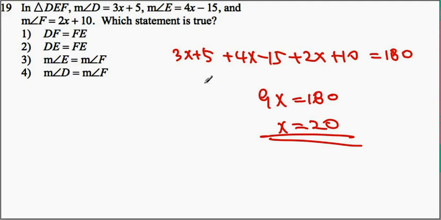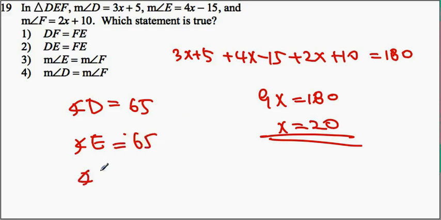Now, when x equals 20, the first angle, angle D, becomes 65, angle E becomes 65. How about angle F? Yes, it becomes 50 degrees. So therefore we realize these two angles are the same, D and E, not D and F, not E and F. Since these two angles are congruent, they have opposite sides. Opposite of angle D will be FE, and opposite of angle E is DF. So therefore, our answer must be choice 1.